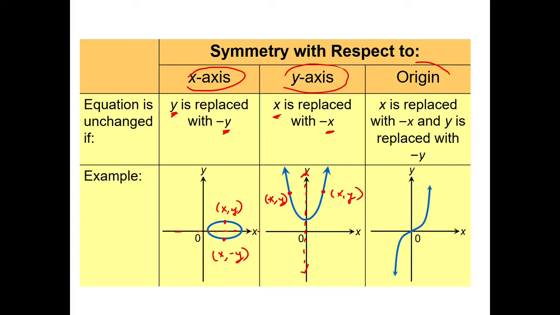If you're going to be symmetric about the origin, you have to replace x with negative x and y with negative y, and the equation is unchanged. So let's consider the point (x, y). It would be reflected across the origin, this point, to the point (negative x, negative y).